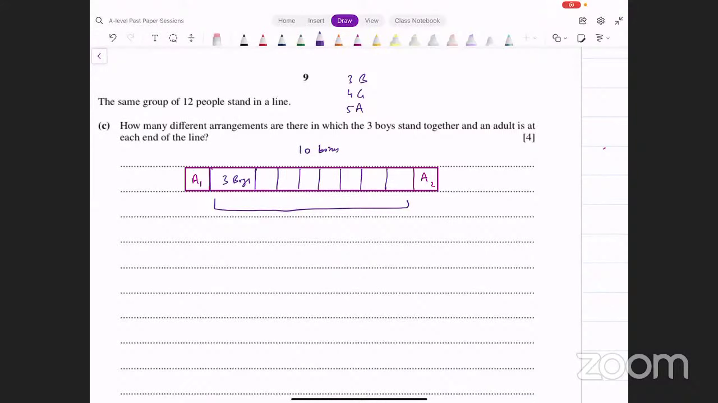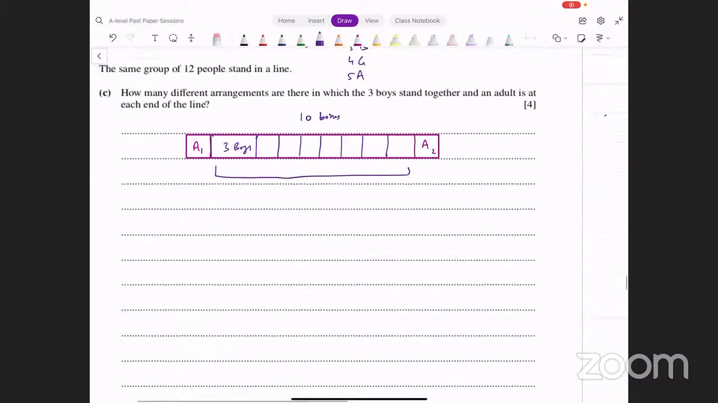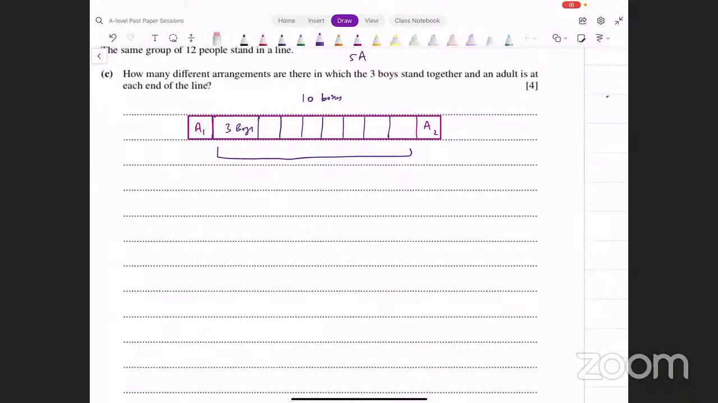ठीक है? Now let's think about this. हर चीज के कितने ways हो गए हमारे पास अब? एक तो जो ends पे adults आ रहे हैं. We've got adults at the ends. एक adult यहाँ पे आ रहा है. You can just color them as well. This is one adult and this is another adult. We've got 5 adults in total.